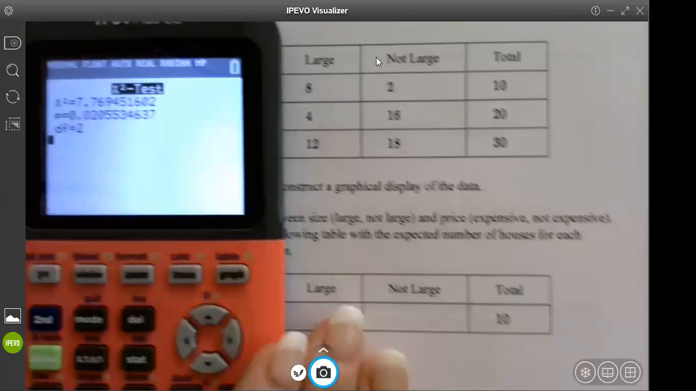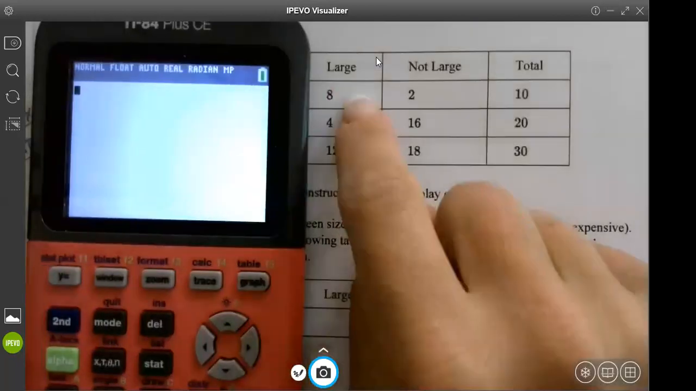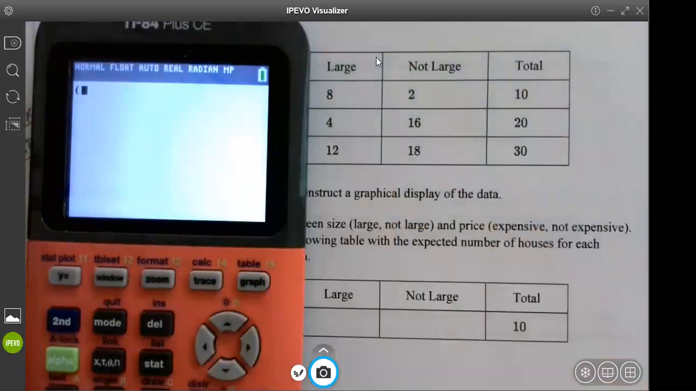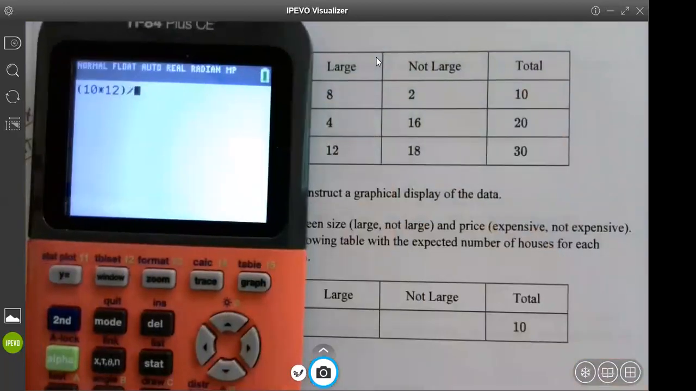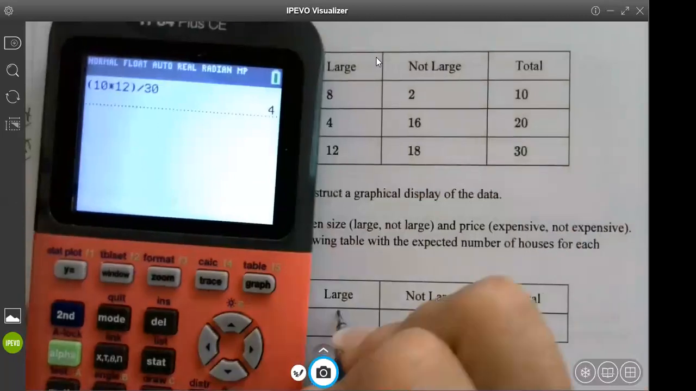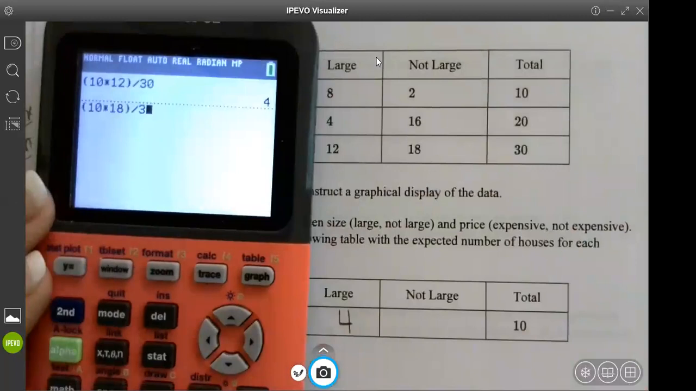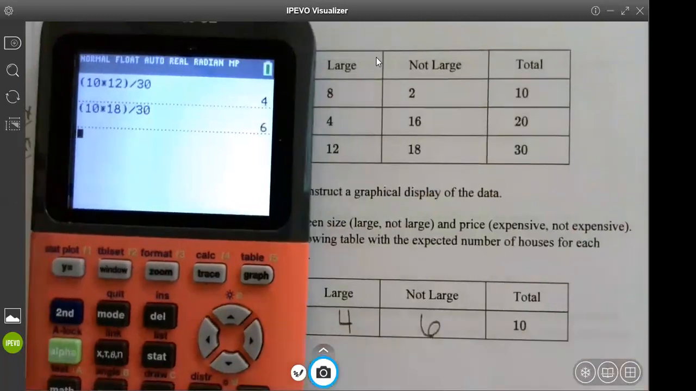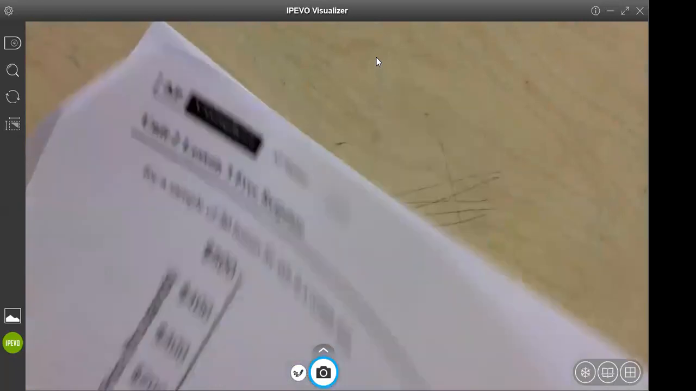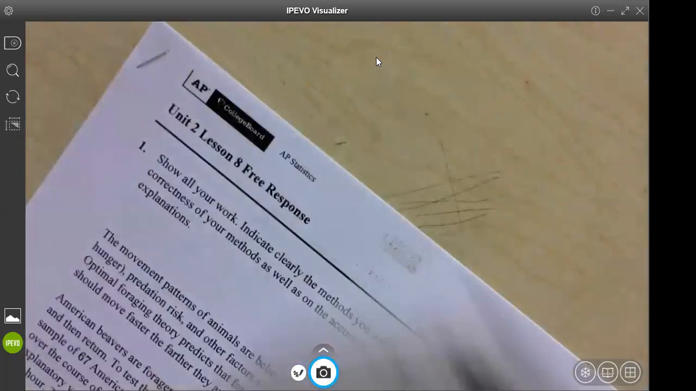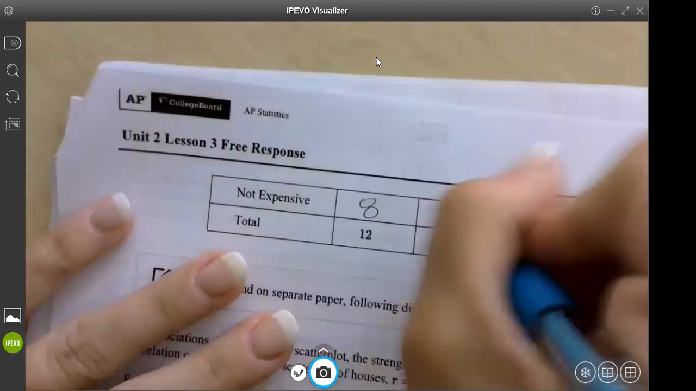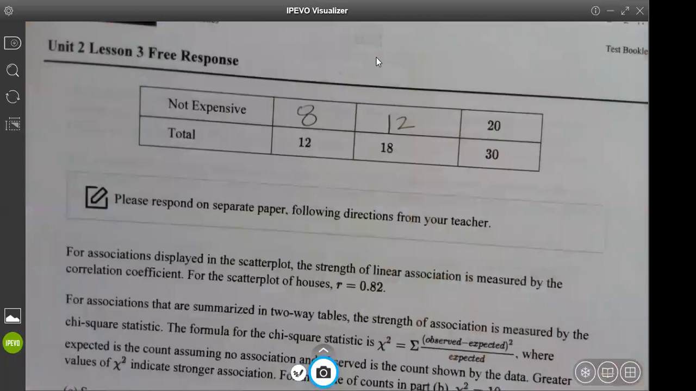So if we're looking at this table right here, to get this first number, you're going to do your row, which is 10 times 12, and divide it by your table total, which is 30, which gives me 4. You're going to do the same thing for the other one. 10 times 18 divided by 30 gives me 6. If you need to write that in there, go ahead and do that. Is everybody good? The other two going across from left to right are 8 and 12. And that is that part.